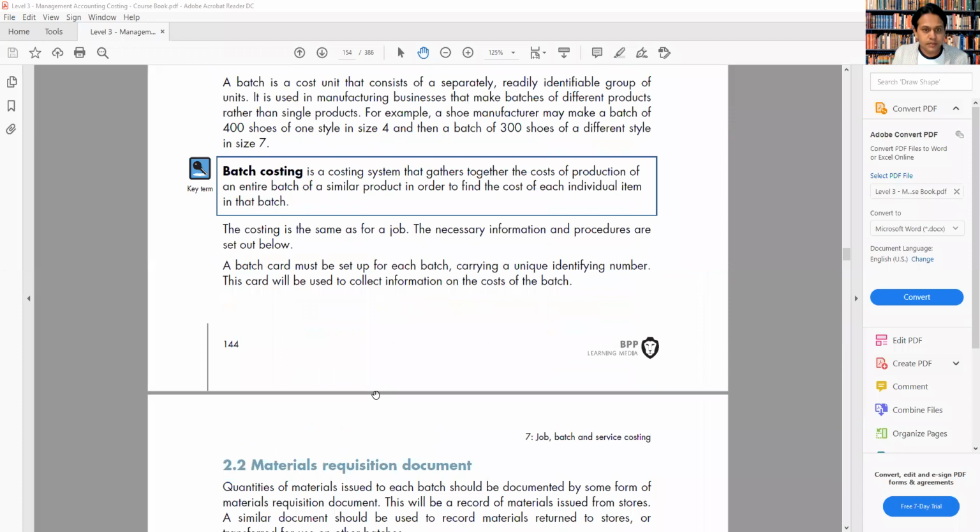The batch costing. So let's read the definition of batch costing. Batch costing is a costing system that gathers together the cost of the production of an entire batch of a similar product in order to find the cost of each individual item in the batch. So basically, we're making everything in a batch. It's not like we're making one by one. So when we make a lot of identical, the same product at the same time, and after that, we try to find how much is the cost per unit. That is called batch costing.